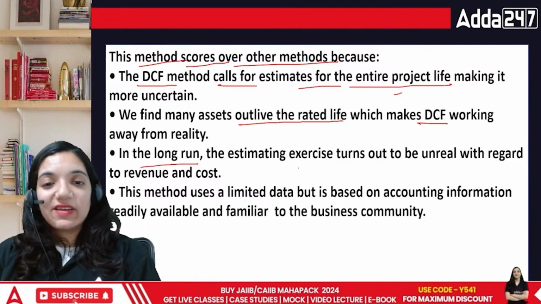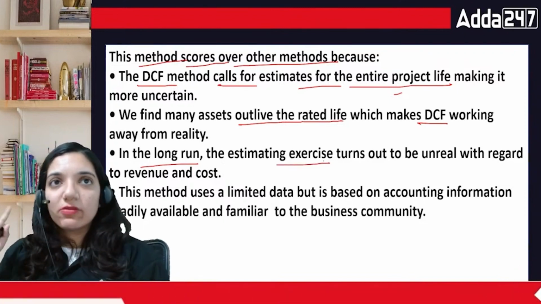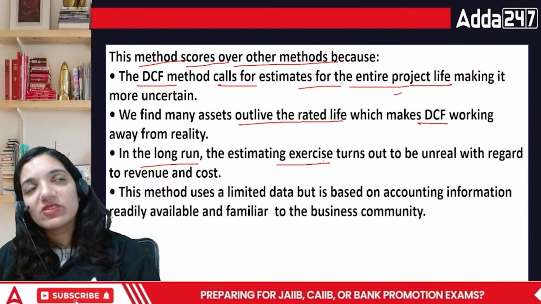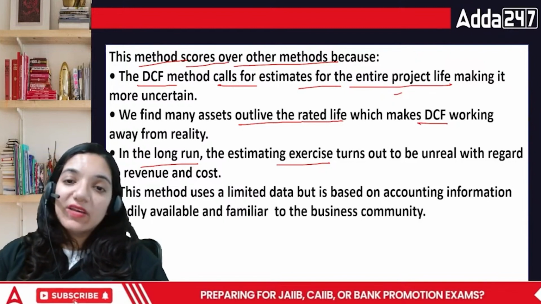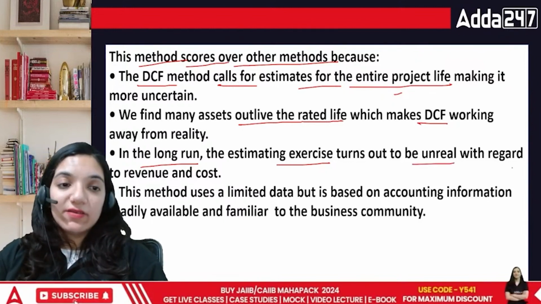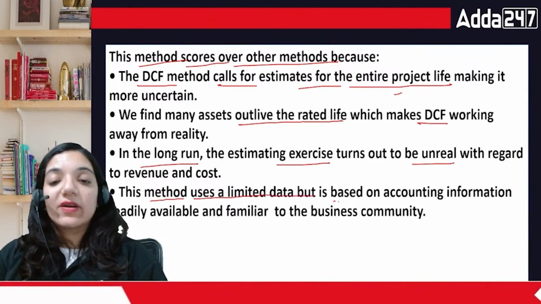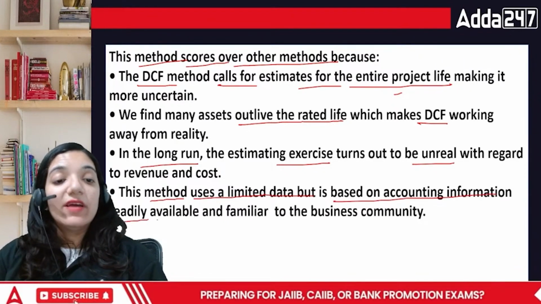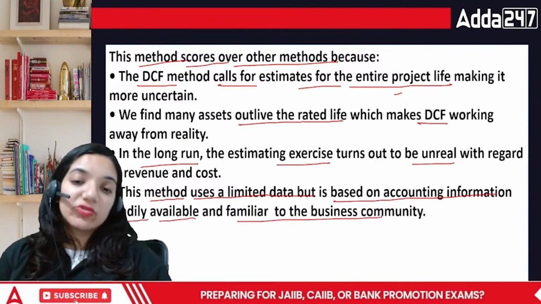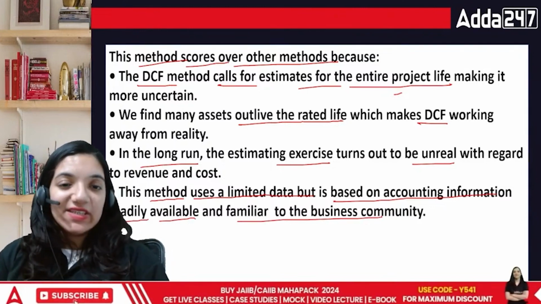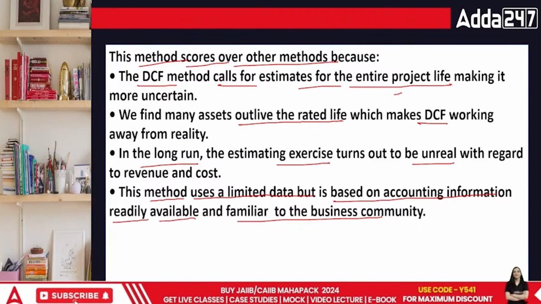The estimating money is basically you're just calculating it: maybe this would be the money, maybe this won't be the money. This can turn out to be unreal. And this method uses limited data but is based on accounting information readily available and familiar to the business community.